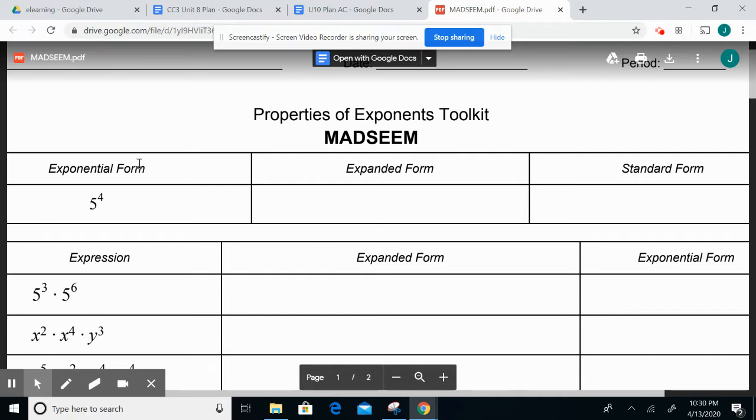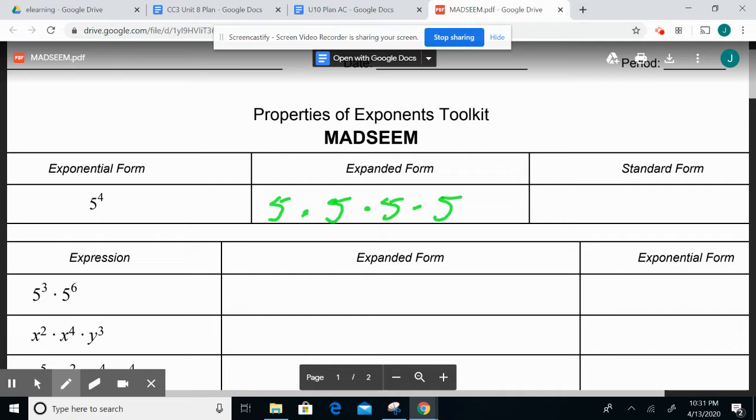The 4 is the exponent, and 5 is the base. The exponent is just telling you how many times to multiply the base. So it's telling us that we're going to multiply 5, the base, 4 times. In expanded form, it's going to look like 5 times 5 times 5 times 5. 5 multiplied 4 times.